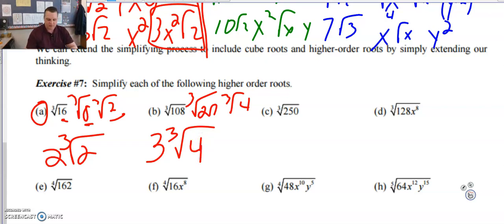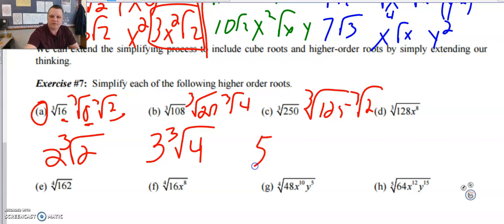Okay? 250. All right? I'm going to find a perfect cube. Again, 2, 4, 8. No. 3, 9, 27. No. 4, 16, 64. No. Okay? 5, 25, 125. There it is. Okay? Cube root of 125, cube root of 2. Cube root of 125 is 5. Cube root of 2.